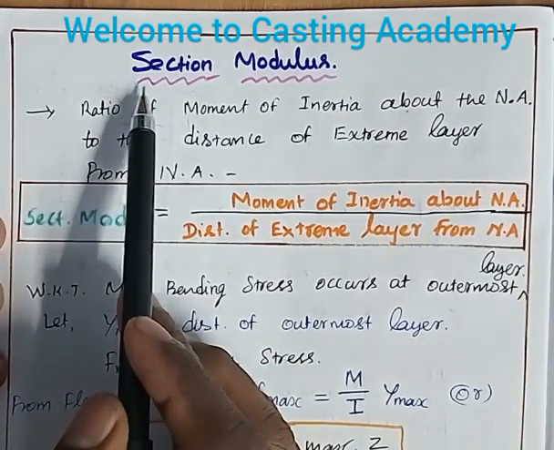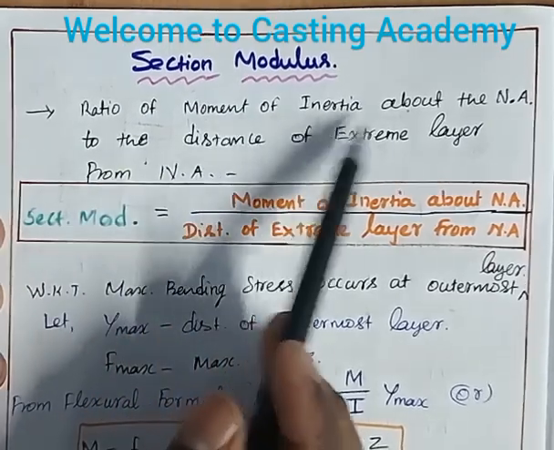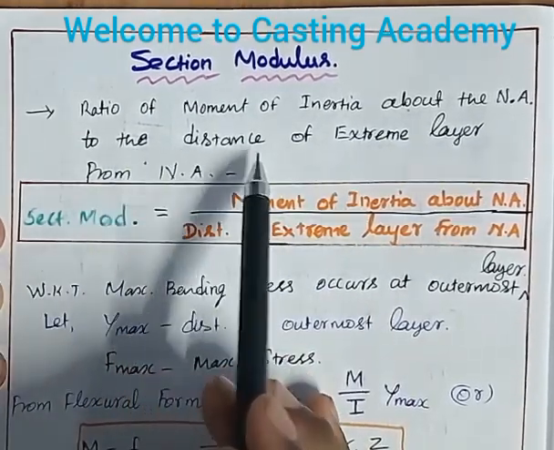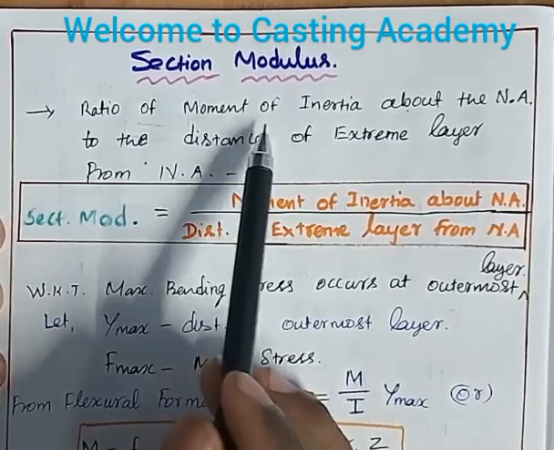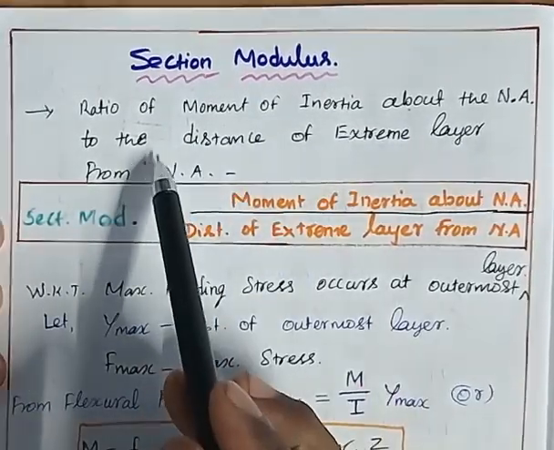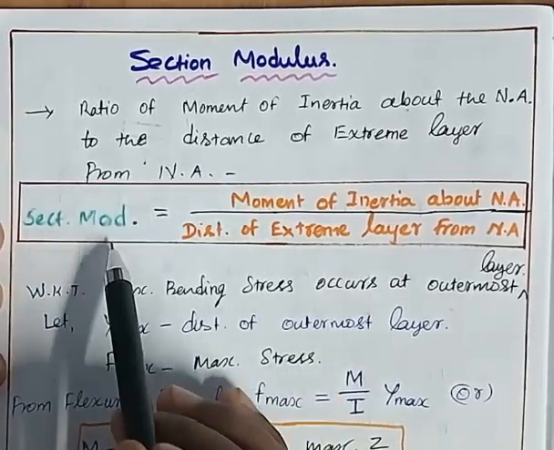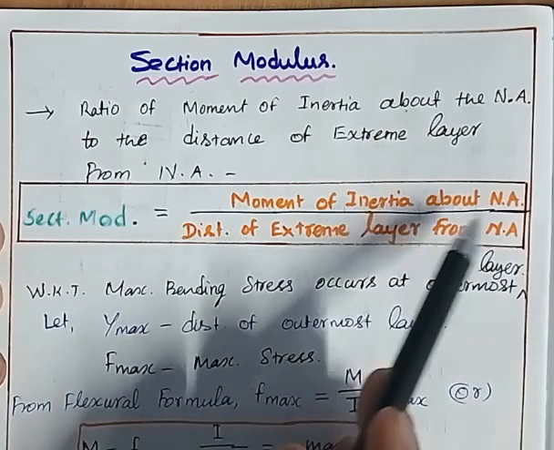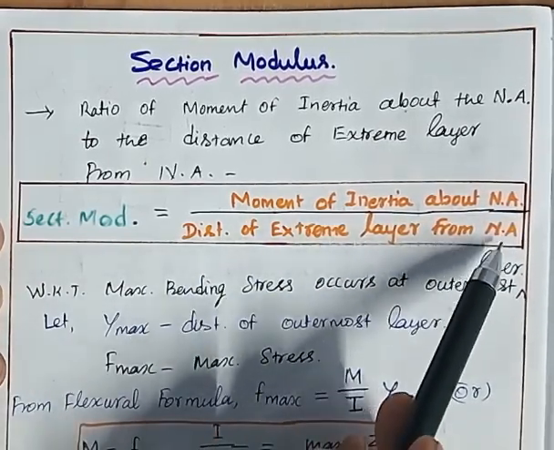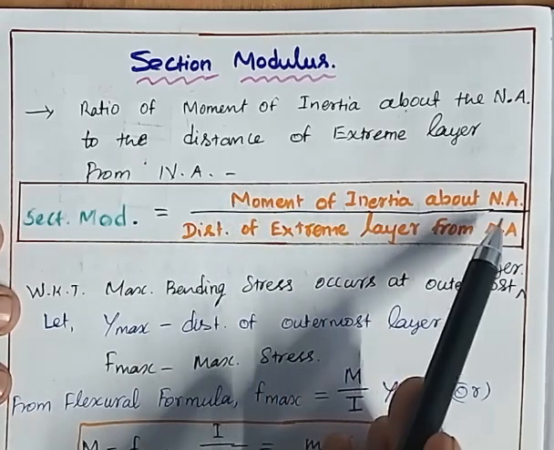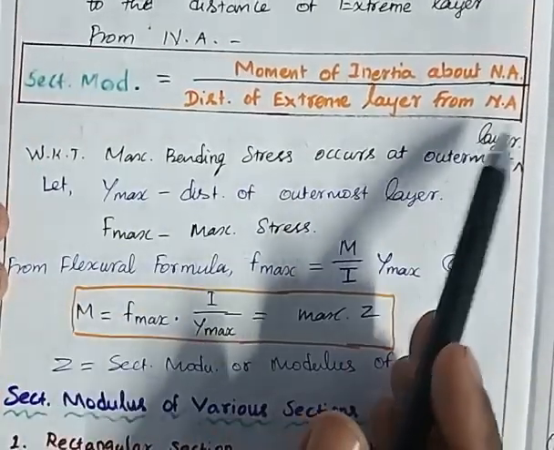Now we are discussing some formulas. Section modulus is the ratio of moment of inertia about the neutral axis to the distance of the extreme layer from the neutral axis. Section modulus is nothing but moment of inertia about the neutral axis divided by distance of extreme layer from the neutral axis.